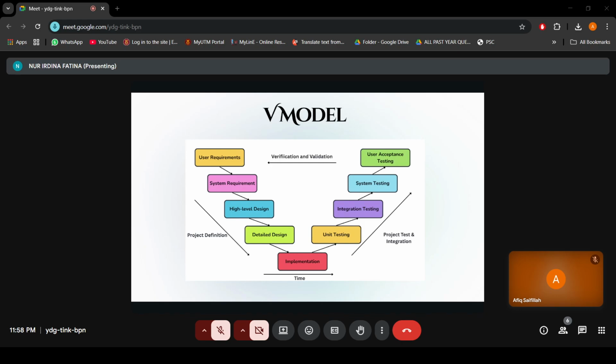So this crucial phase involves potential end users interacting with the smart UCO system to ensure it met their initial need and expectation as defined in the user requirement phase. So their feedback was invaluable in confirming the system usability, convenience, and overall effectiveness.